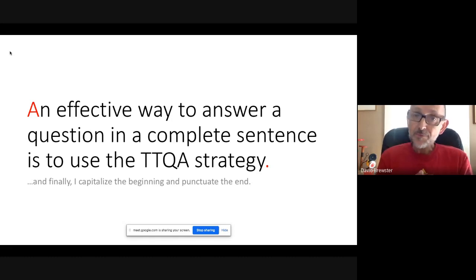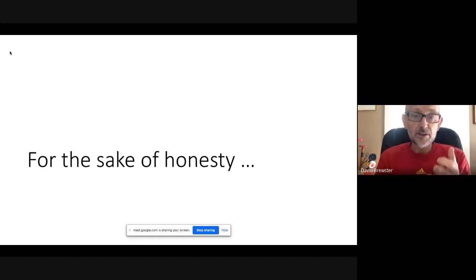I'm going to be a real stickler this year. I'll tell you right now, I'm going to be a real stickler this year for starting your sentences with capital letters and ending them with punctuation. A lot of other grammar stuff I'm pretty flexible about and understanding, but you're in 6th grade, so you need to know you start your sentences with capital letters and you end with punctuation. So here we have a little example of the TTQA strategy.